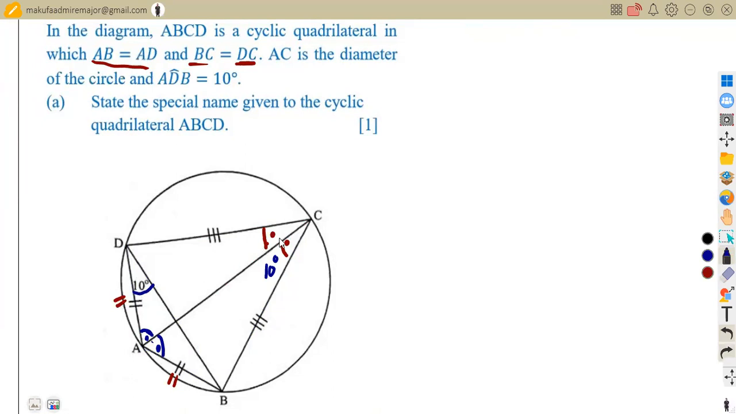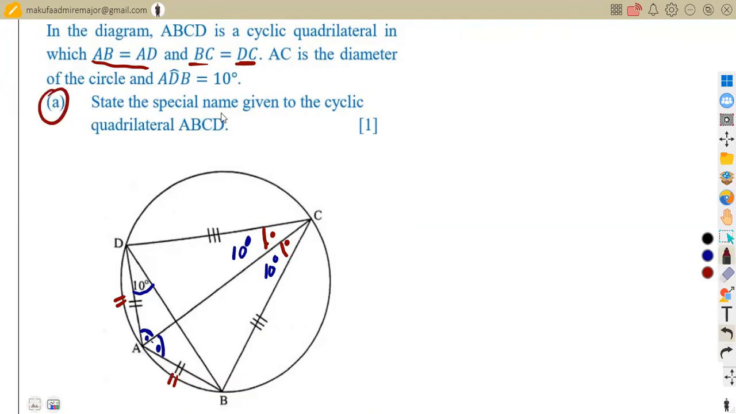So these ones are from the same chord. But for these ones to be equal, we say it's from what? Equal chords. These chords are equal, not that they are the same chord. No, they are just equal. So they have the same properties as what the same chord does. All right. So if we say this is 10, remember I said these two angles are equal, so this angle here is also going to be 10. That is how we play around with circle geometry. All right, let us answer our questions.